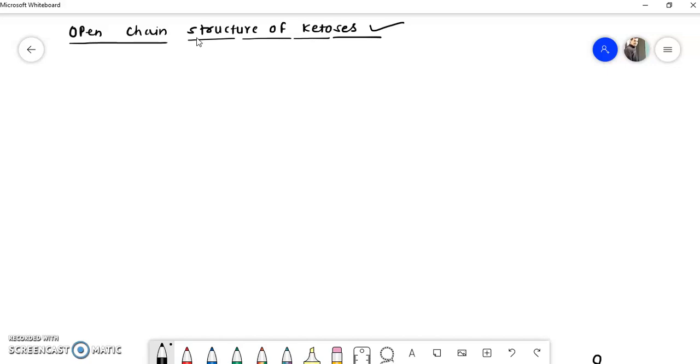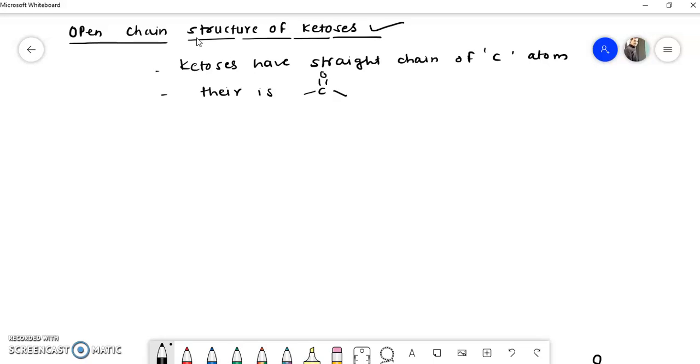Okay. So we know ketoses have a straight chain of carbon atoms. Another important thing which we have to remember is that there is a carbonyl group at the C2 position of the chain. That means at carbon number 2 position there is a carbonyl group.